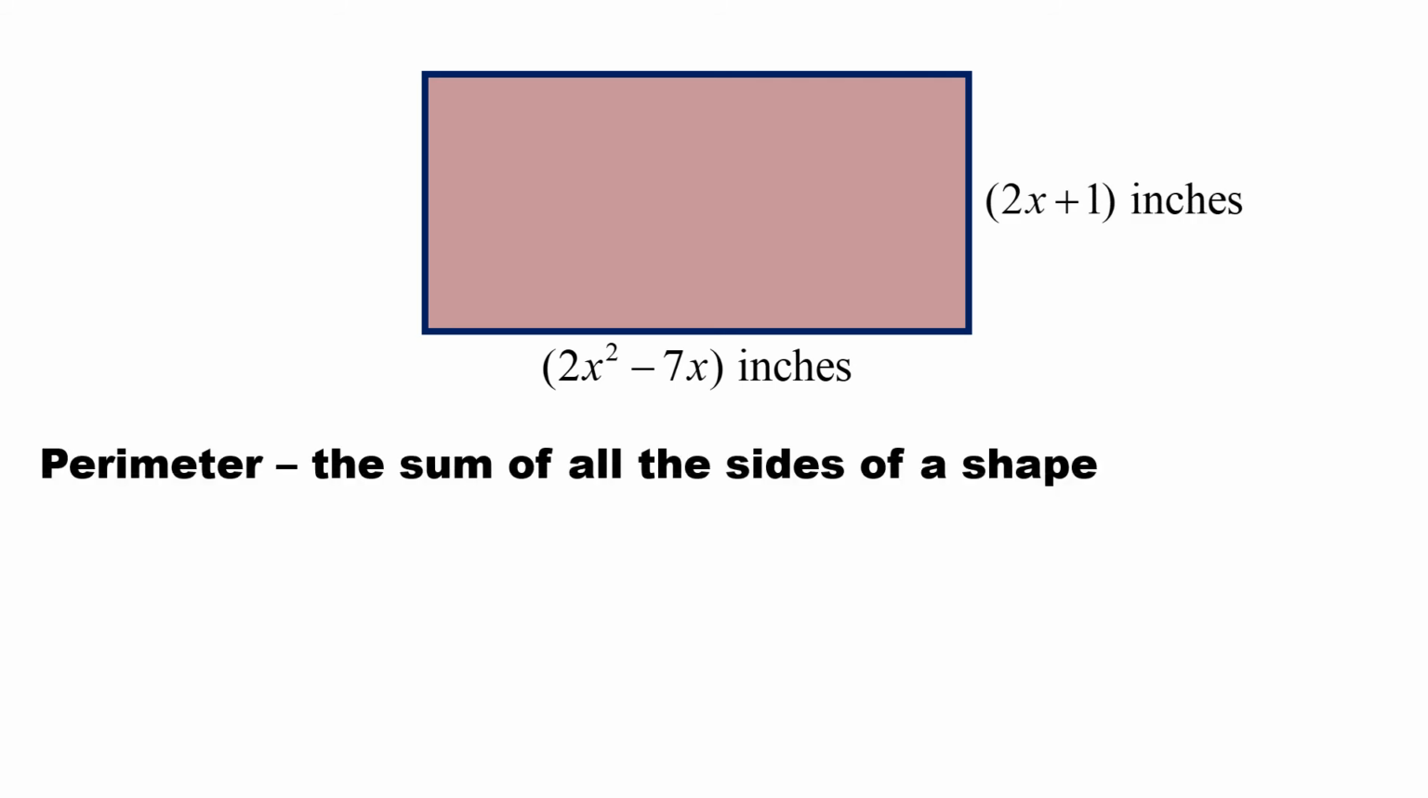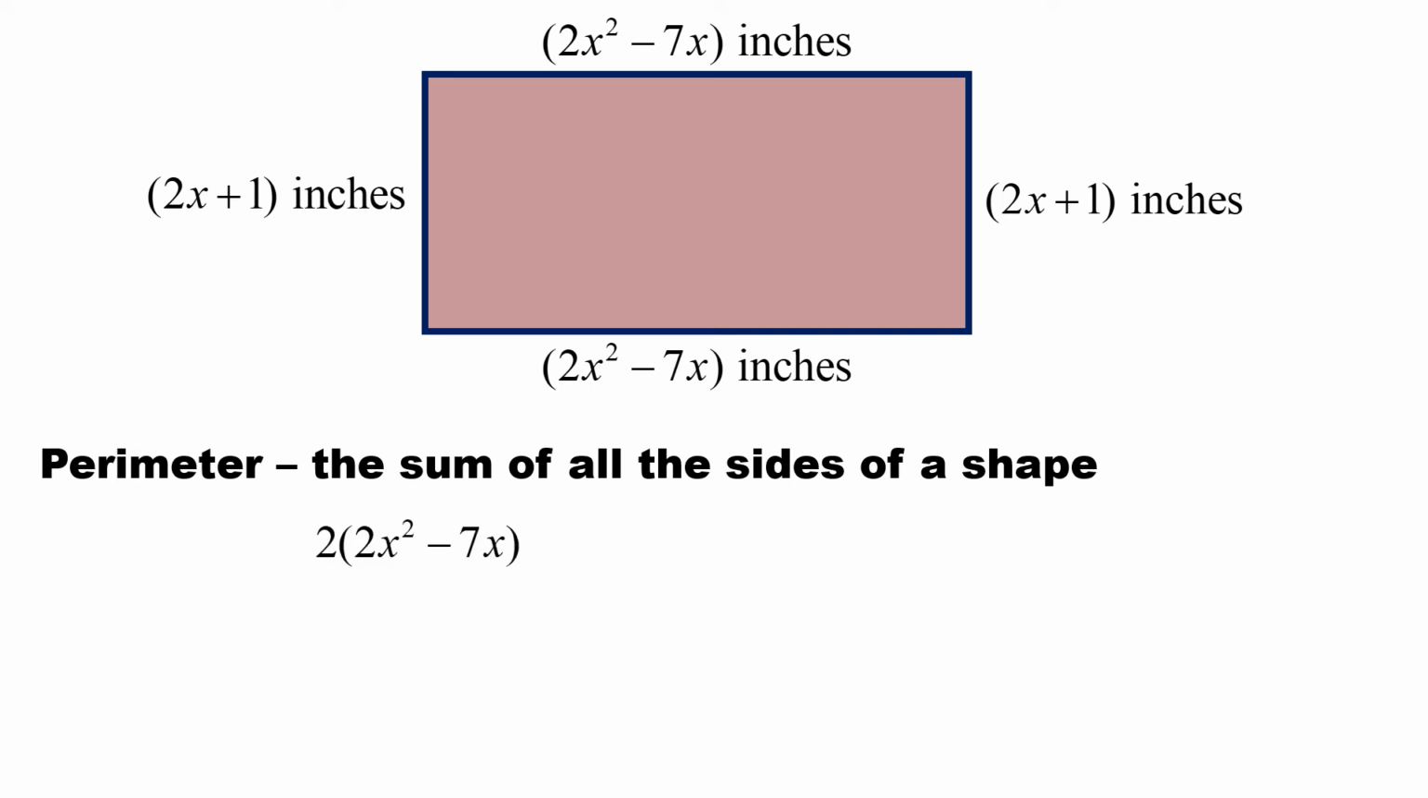Given the same exact length and width, I'll have 2x squared minus 7x, 2x plus 1. I want to find the perimeter, so I know the opposite sides have to be the same. But if you notice, these two sides are exactly the same, and those two sides are exactly the same. So why don't I just write 2 times 2x squared minus 7x and add to that 2 times 2x plus 1. Now I have to distribute this 2 into the first parentheses.